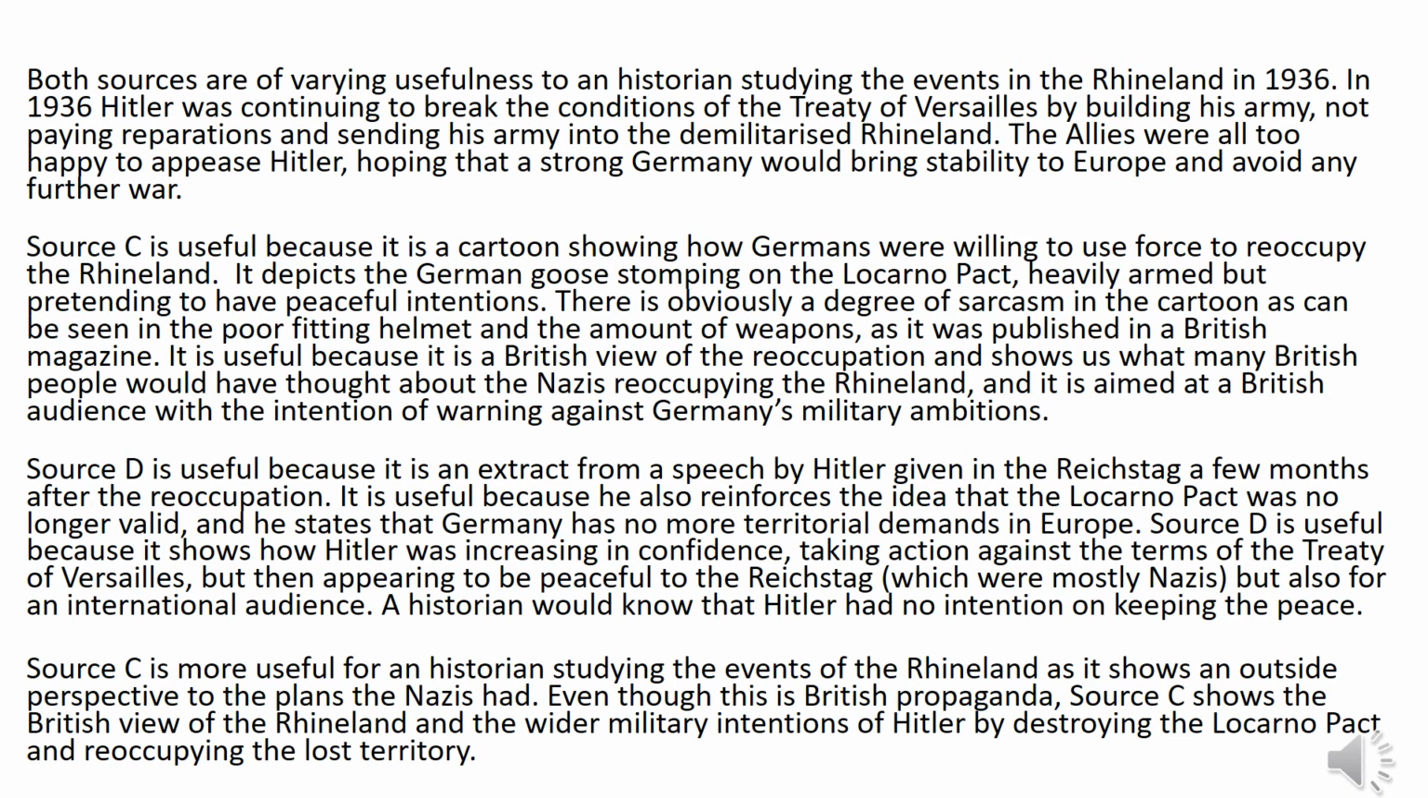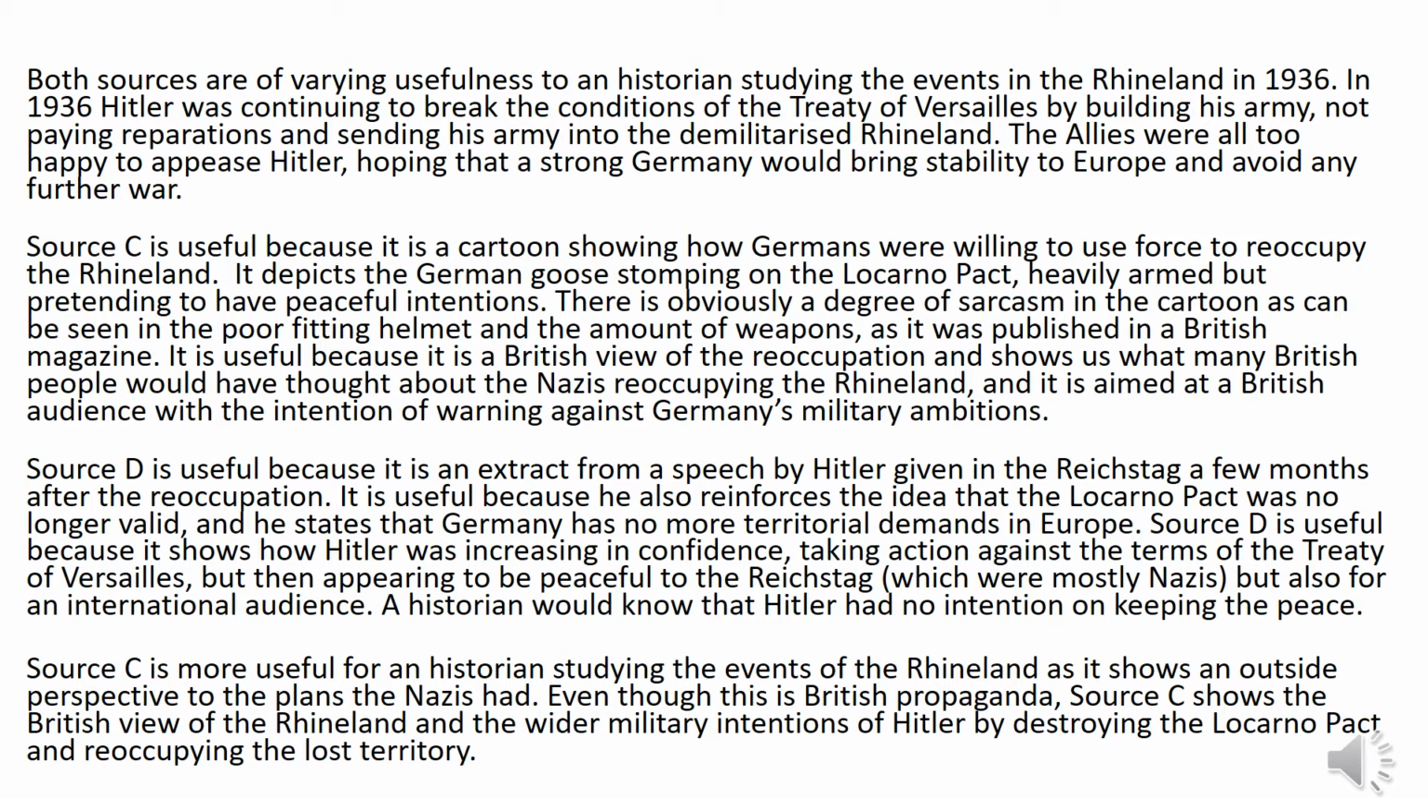Both sources are of varying usefulness to an historian studying the events in the Rhineland in 1936. In 1936 Hitler was continuing to break the conditions of the Treaty of Versailles by building his army, not paying reparations and sending his army into the demilitarized Rhineland. The Allies were all too happy to appease Hitler, hoping that a strong Germany would bring stability to Europe and avoid any further war.